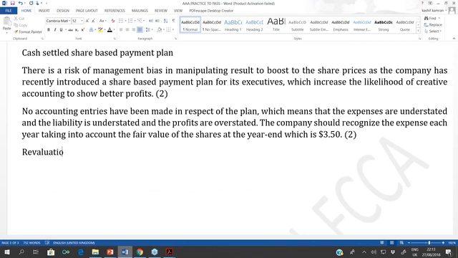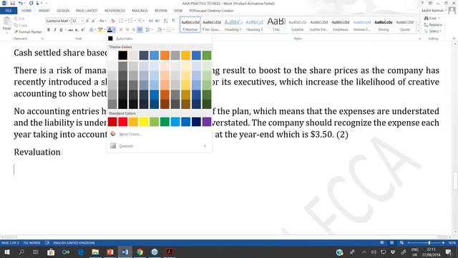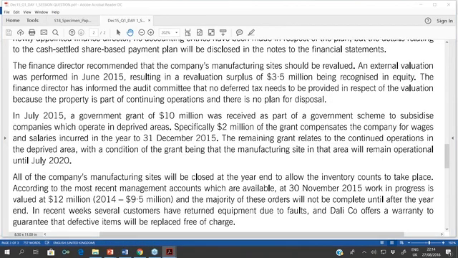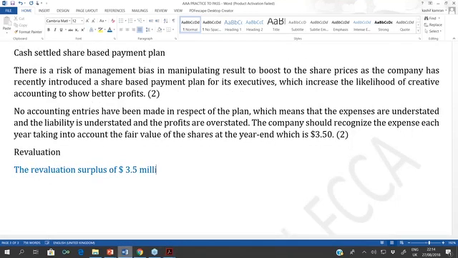Revaluation. Now this is the first time we found a value, so we will be telling the examiner the materiality. So let me emphasize this. The revaluation surplus of $3.5 million is 3.8% of the total assets, thus material to the financial statements.